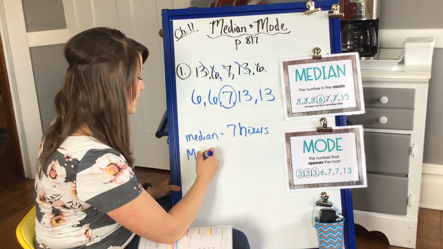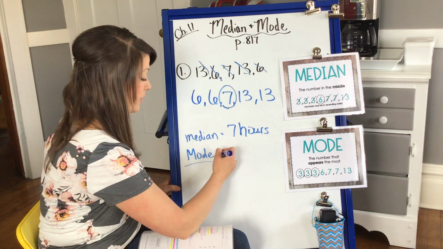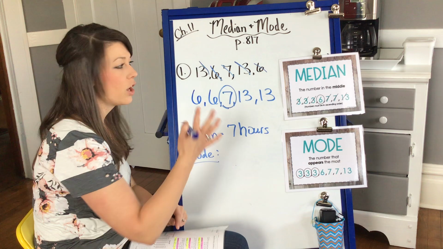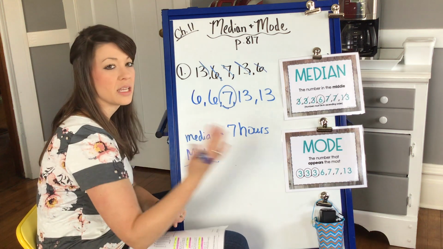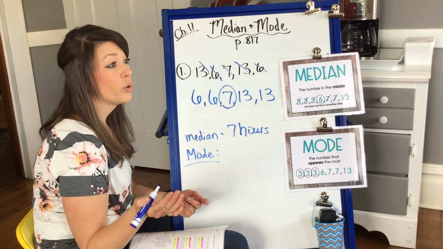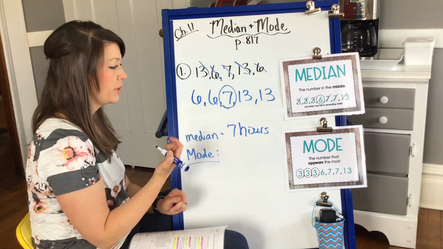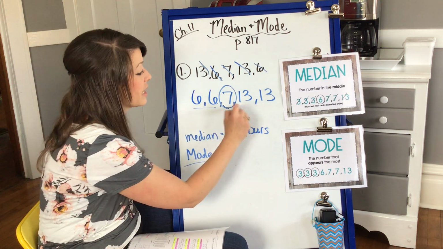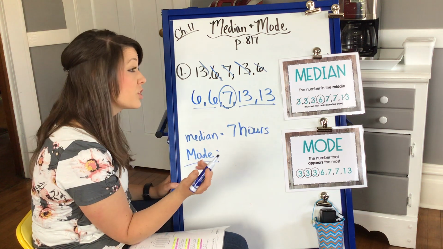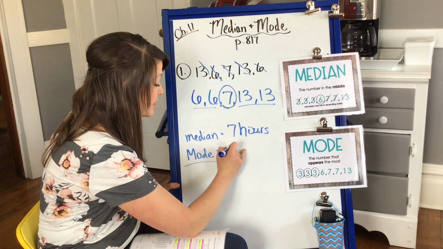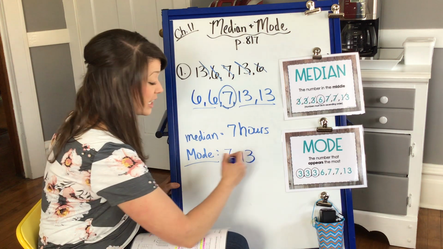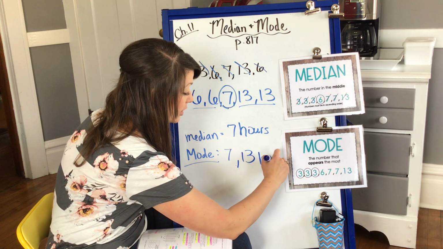My mode is the number that occurs the most often. Now there can be no mode. If I have all different hours and none of them are the same, there can be no mode. I can also have more than one mode, which is what's going to happen here. I only have 1 7, but I have 2 6s and 2 13s. So my first mode would be 6, and my second mode would be 13. I can have both of them, and I still have my label on there.